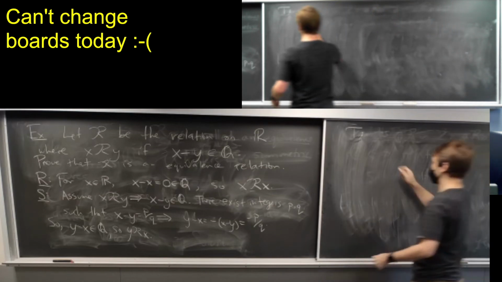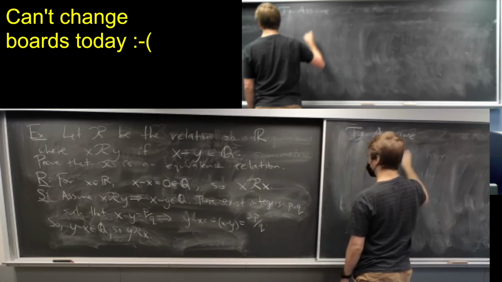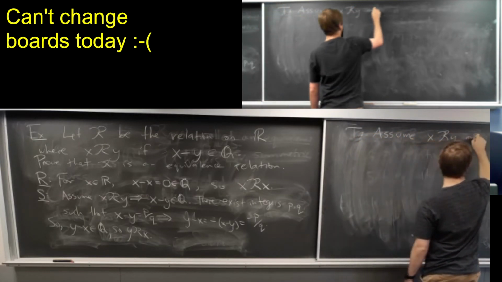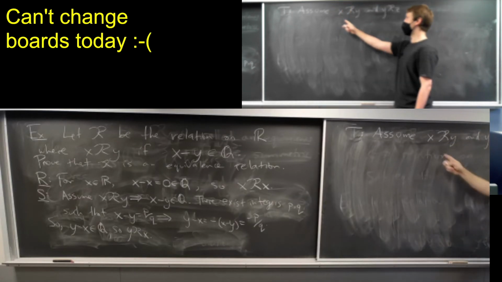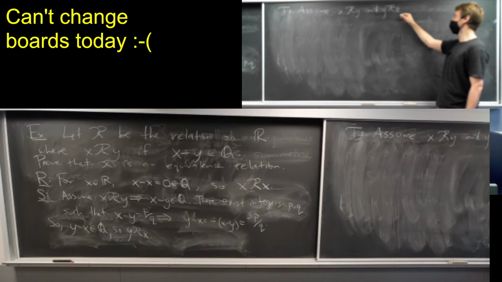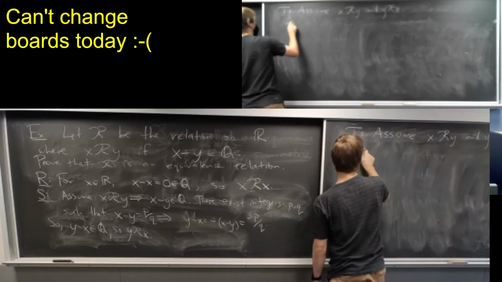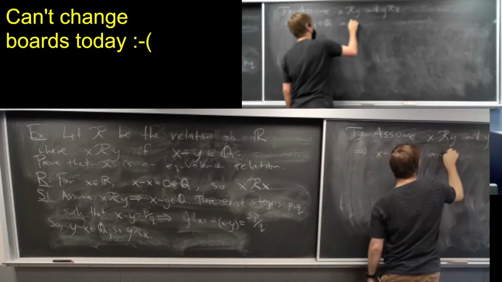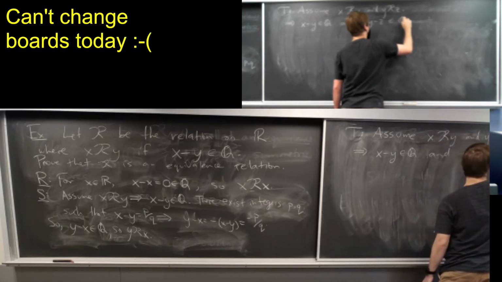Hopefully it's clear to everybody what we should be assuming and proving. So we assume that x is related to y, and y is related to z. And you want to prove that x is related to z. So these two things tell you that x minus y is rational, and y minus z is rational.